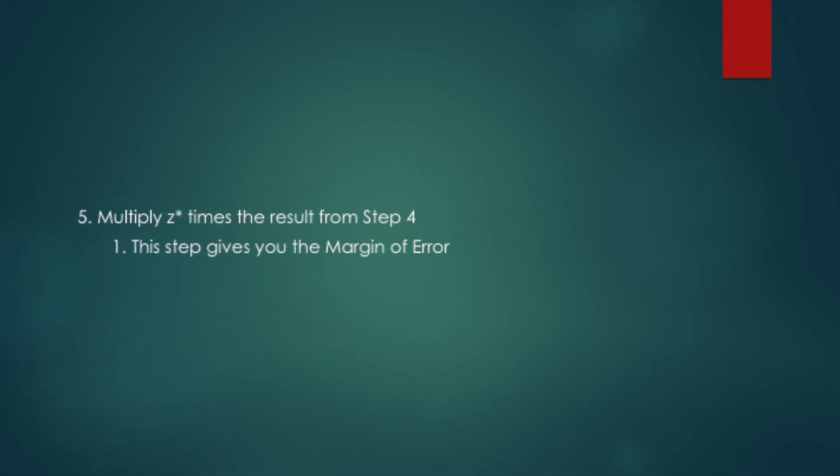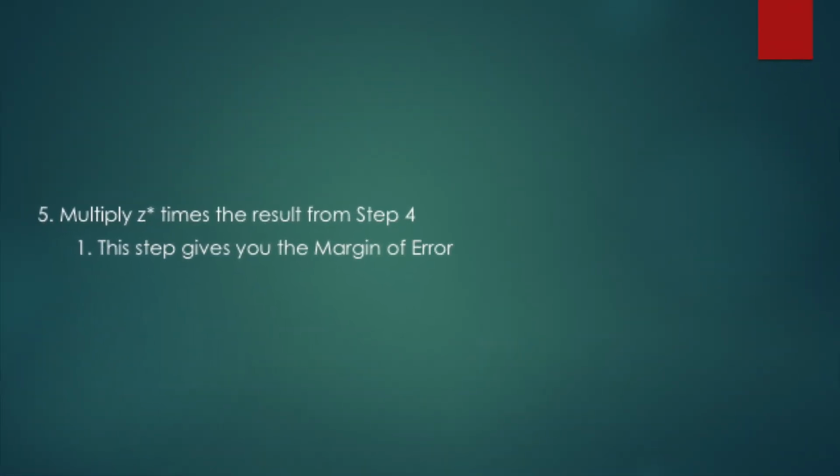Now we need to multiply our z value by the value that we acquired from our previous step. This will give us our margin of error. Once we've multiplied our z value by our previous value, we come out with a margin of error rounded to about 13%, which is demonstrated in our next slide.